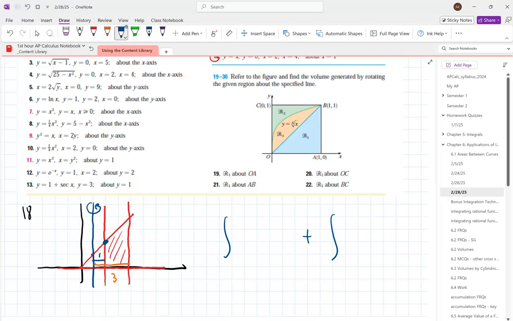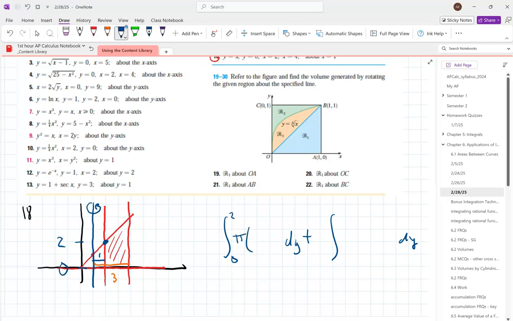Since this is a washer problem and the axis of rotation is vertical, I know we're doing this with respect to dy. So this first section is going from 0 to 2.